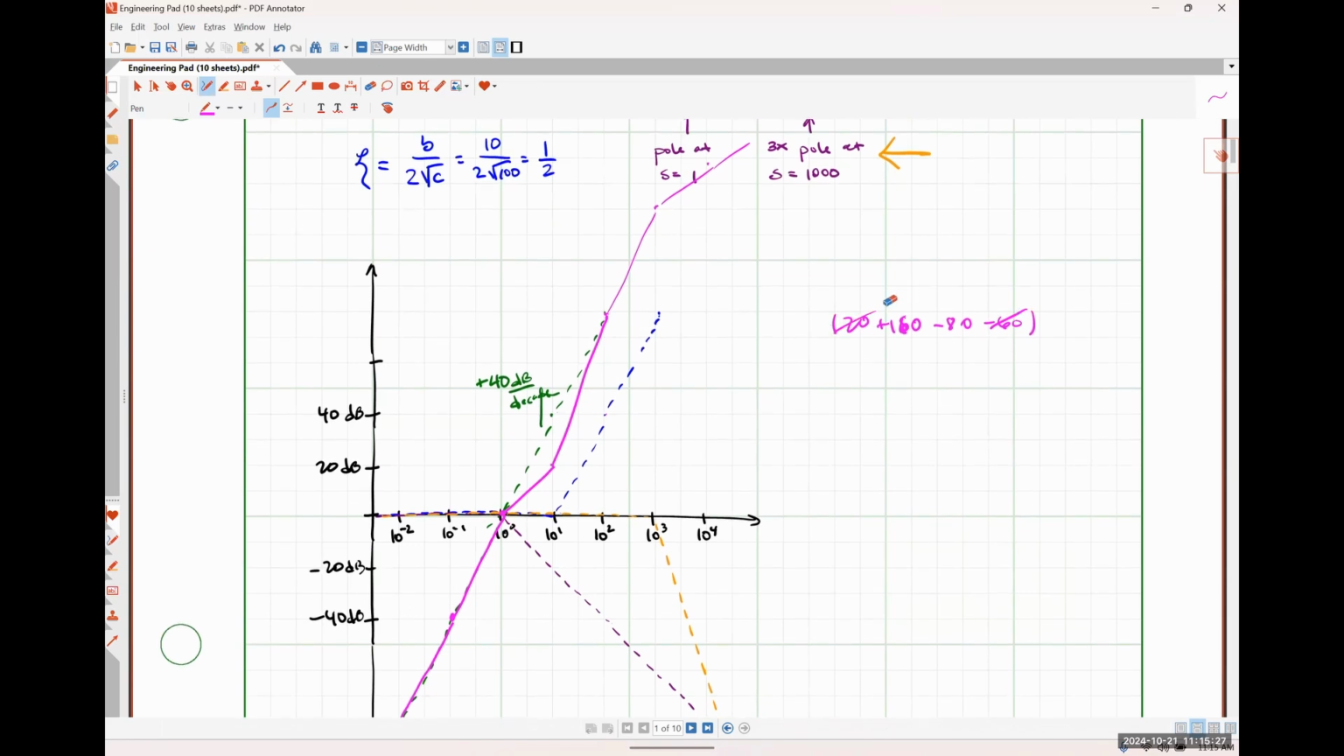So we'll get rid of this. 120 plus 160 minus 80 minus 60 would be positive 140 again. So maybe it will flatten out there, and stay at 140. Yeah.